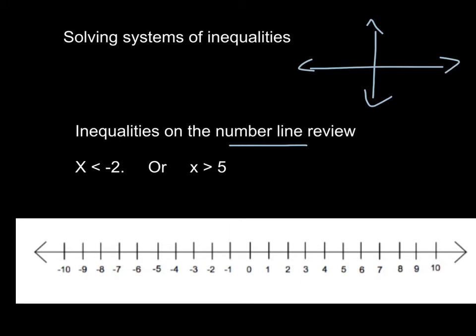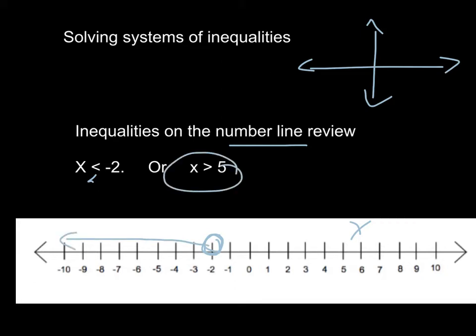It doesn't hurt to quickly review what it's like to graph these on just a number line with one variable, X. In this case, you would say X is less than -2. You have an open circle at -2 to indicate that -2 is not included, and we want to show everything that is less than that. So this would be that set of solutions.